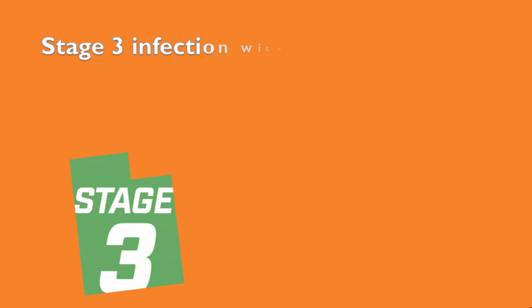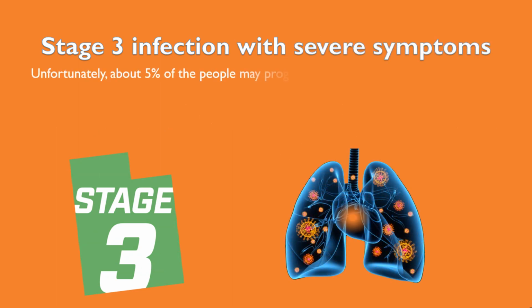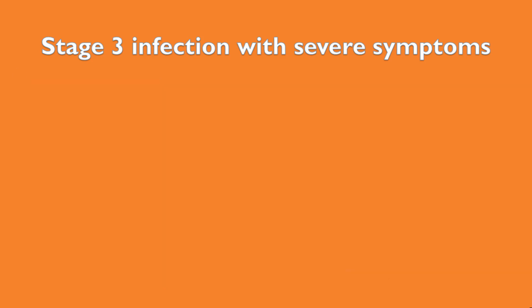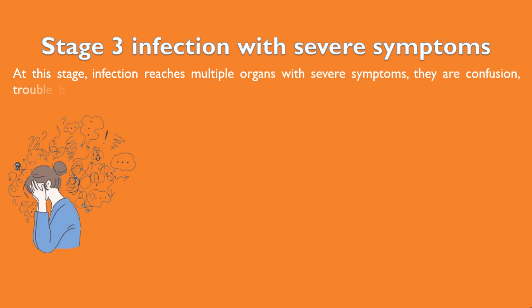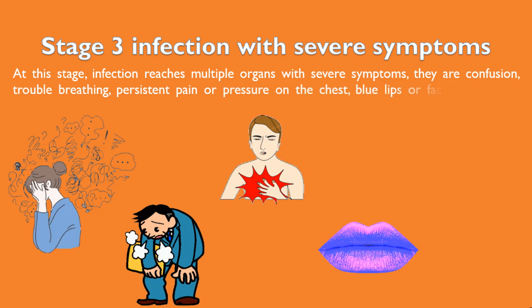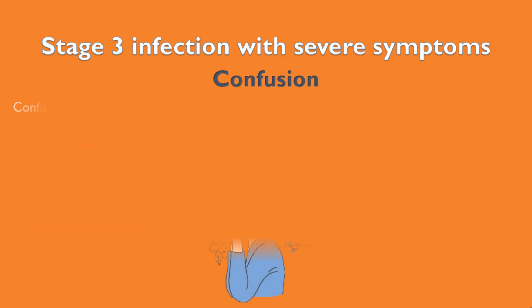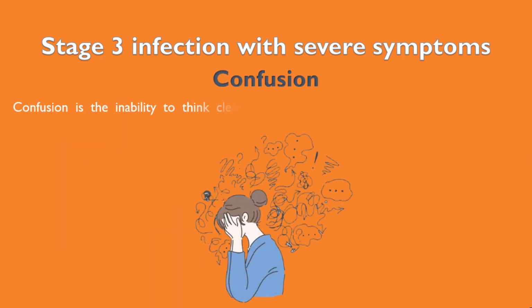Stage 3 infection with severe symptoms. Unfortunately, about 5% of the people may progress to stage 3 with severe symptoms. At this stage, infection reaches multiple organs with severe symptoms. They are confusion, trouble breathing, persistent pain or pressure on the chest, blue lips or face, and loss of speech or movement. Confusion. Confusion is the inability to think clearly or quickly as usual.